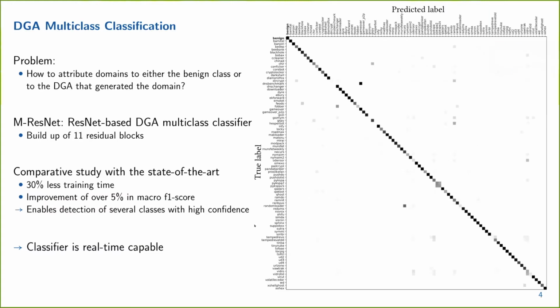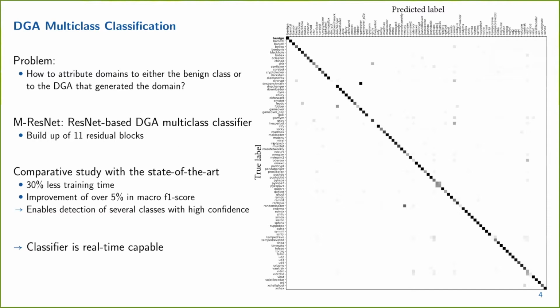We then continued with the multi-class classification task, and here we wanted to attribute a domain either to the benign class or to any DGA that is known in the training data. And here we also proposed a ResNet-based classifier, but this time it was deeper. It consists of 11 residual blocks.